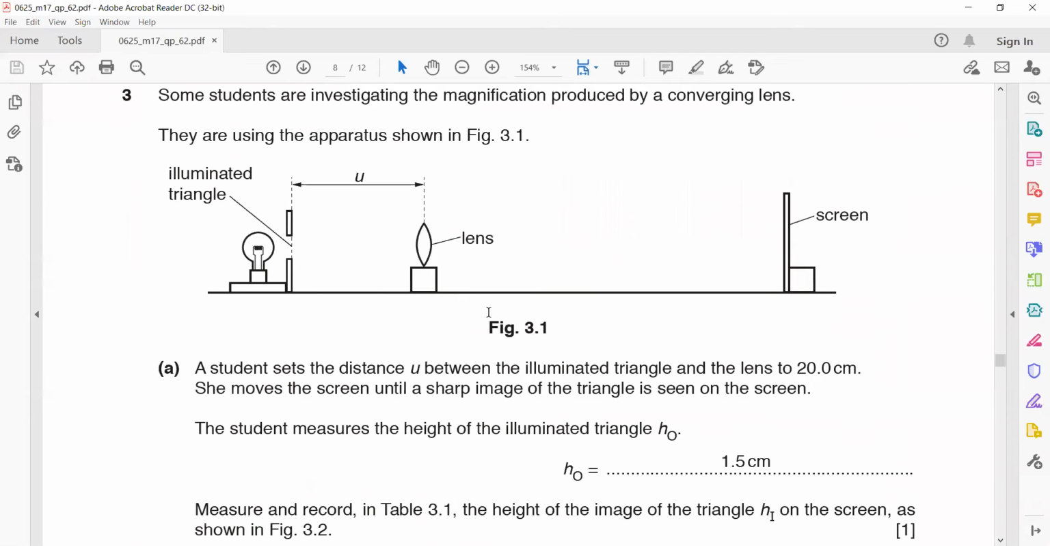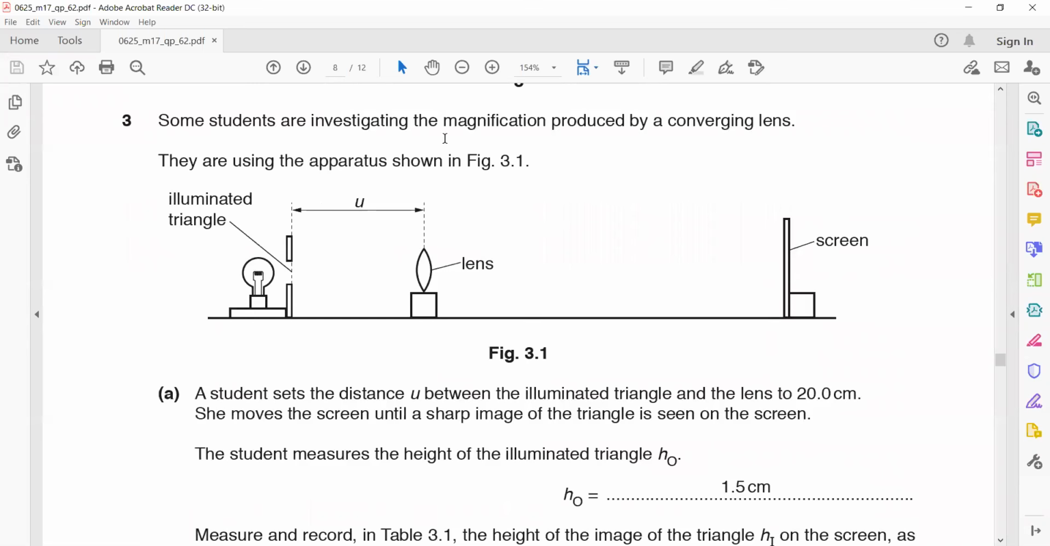Question 3. Some students are investigating the magnification produced by a converging lens or a convex lens. They are using this apparatus. The apparatus is there: an illuminated source, a lens, and the screen. A student set the distance u.